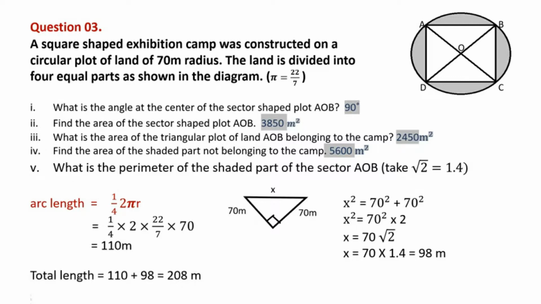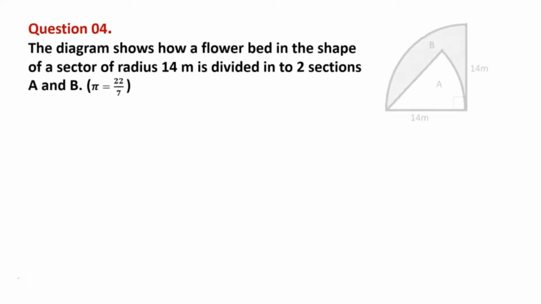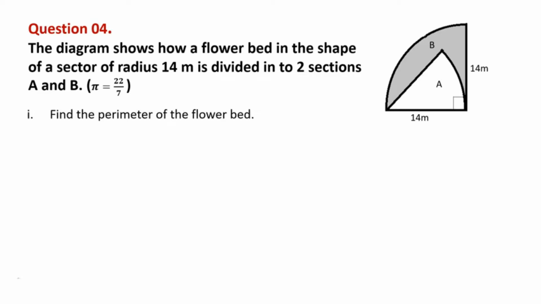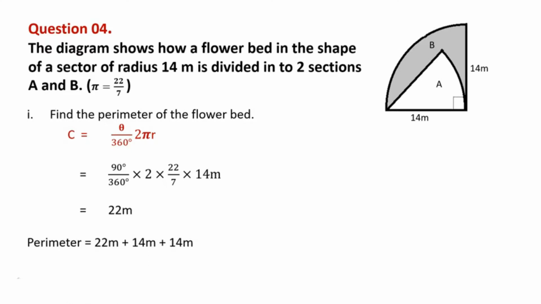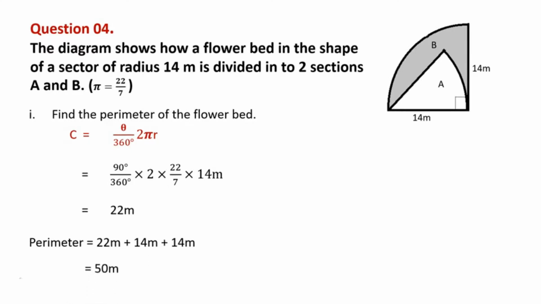Moving on to the fourth question, it says the diagram shows how a flower bed in the shape of a sector of radius 14 meters is divided into two sections. The first part of the question is to find the perimeter of the flower bed. As we already learned, the arc length is equal to theta over 360 degrees into 2 pi r. By substituting the values, you get the answer as 22 meters. Along with the arc length, we have to add the two radii of the sector. So 22 meters plus 14 meters plus 14 meters will give you 50 meters as the answer.